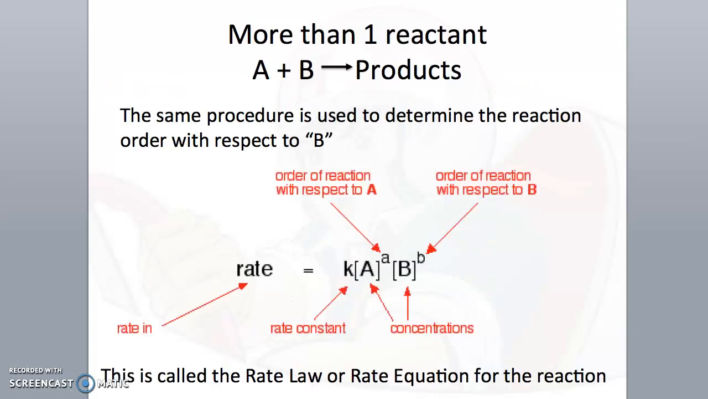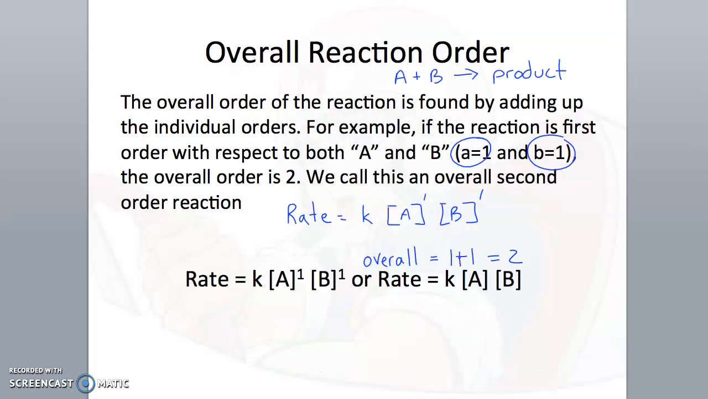If there's more than one reactant, we have to do more experiments. We will need to keep one reactant constant while we change the other, so we can be certain that any changes in the rate are due to the change in the concentration of just one of the reactants. The overall reaction order is simply the sum of all the orders. This example has 2 reactants, both are first order, so the overall order for the reaction is 2.